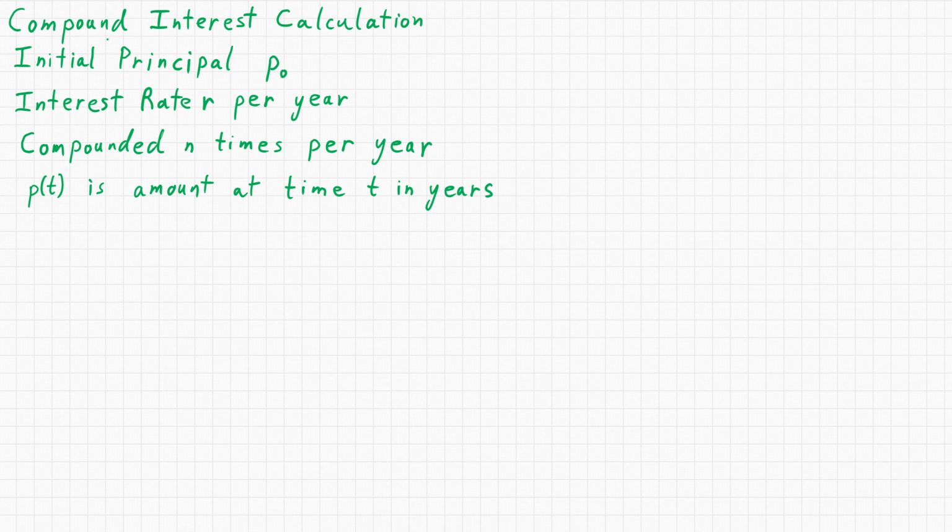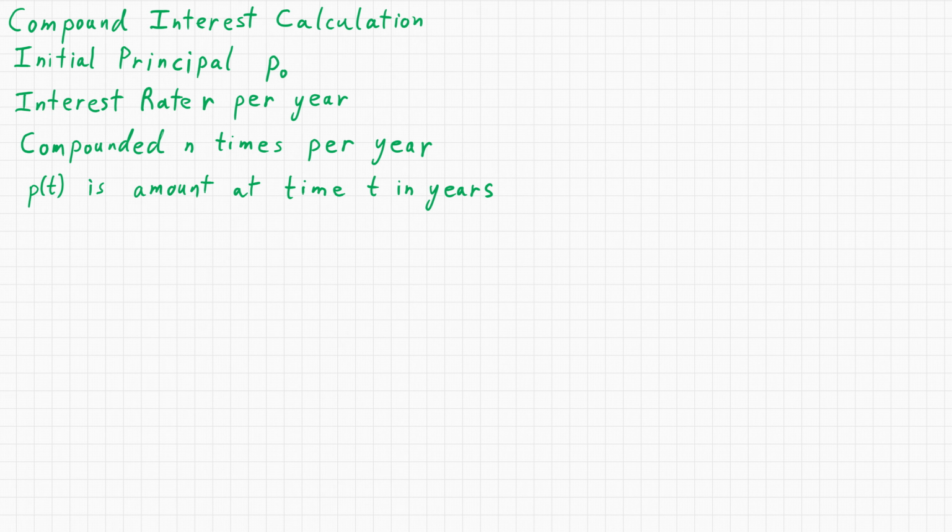This is a review for a compound interest calculation. So we'll start off here. You have an initial principal called P sub 0, P naught. You have an interest rate R, and the interest rate is per year. And you have it compounded n times per year. And we're going to have this P of t function is the amount at time t, where t is in years.